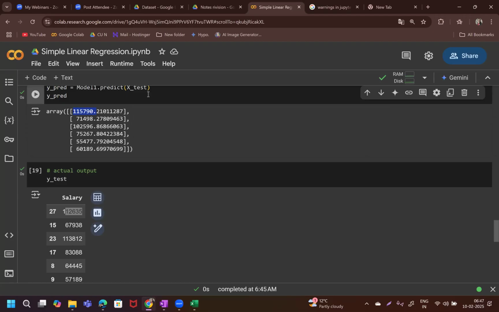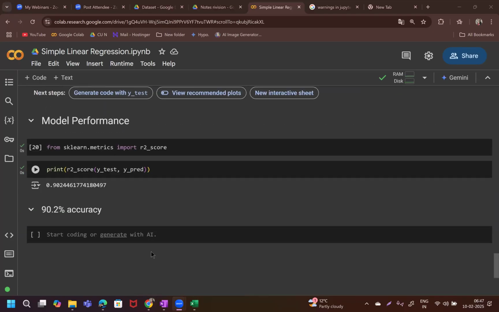Please do this, guys. Open the Colab file. Now implement it. Start working on it. Dataset I have given you already.